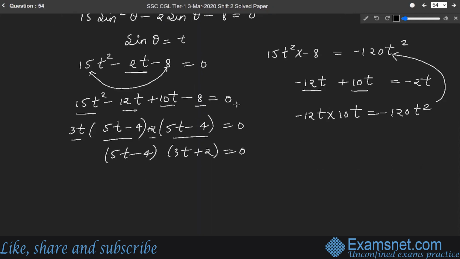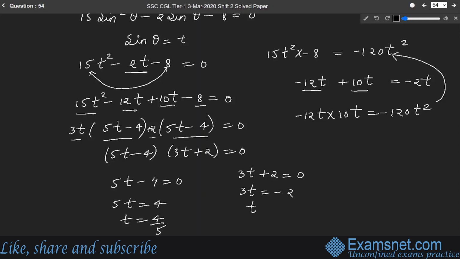Now we will have two values for t. Firstly, when 5t minus 4 will be equal to 0, and secondly, when 3t plus 2 will be equal to 0. So when 5t minus 4 will be equal to 0, 5t will be equal to 4 and t will be equal to 4 by 5. When 3t plus 2 will be equal to 0, 3t will be equal to minus 2 and t will be equal to minus 2 by 3.